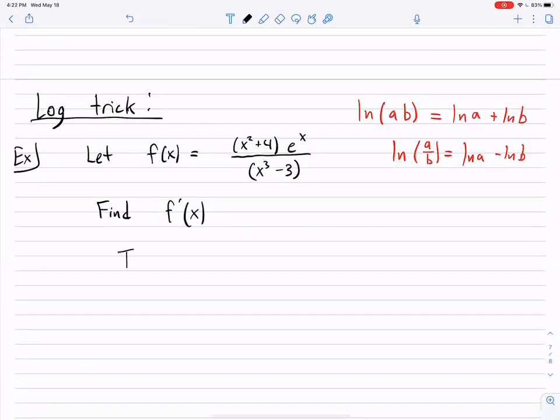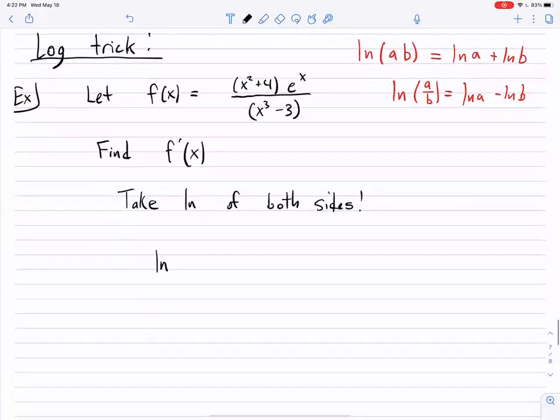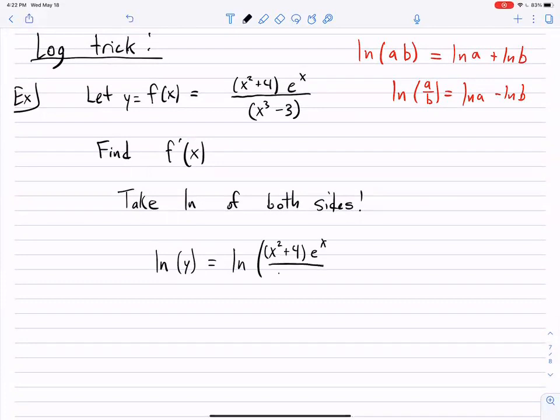So take ln of both sides. What do I get? I'm going to call this y to make our lives easier. Take ln, so ln of y is equal to ln of x squared plus 4 times e to the x over x cubed minus 3.